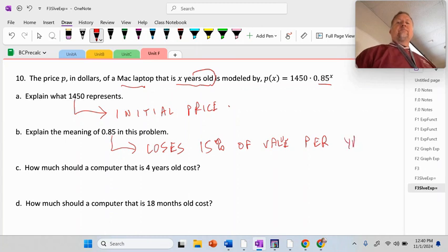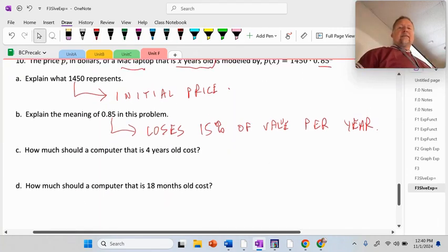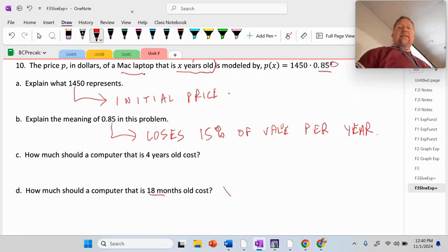Per year. You retain 85% of its value. That means you lose 15%. You're going to want to express it in terms of loss. All right, and then input, you just put 4 in there. What's 18 months? What's x equal then? 1.5. I think that's good enough, right?